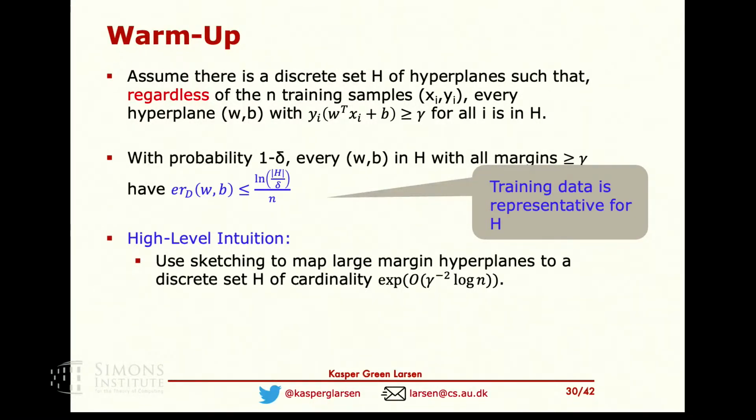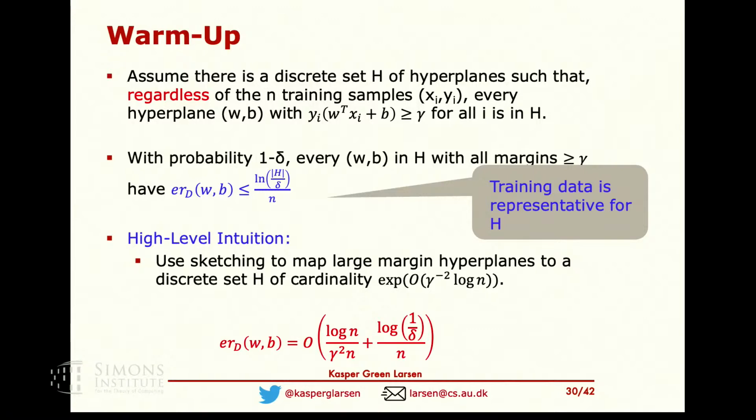We'll try to use sketching to map large margin hyperplanes to some discrete set H that's not too big, and it will have size exponential in 1 over the margin squared log n. And then if we just plug that in place of H up here, we get the generalization bound we're looking for. Unfortunately, it's not that simple because we can't just sketch it and do the union bound as we did here. We need to be a little bit more careful.